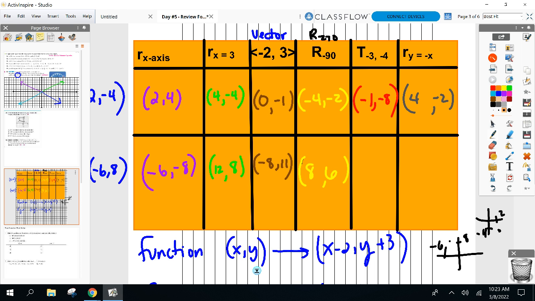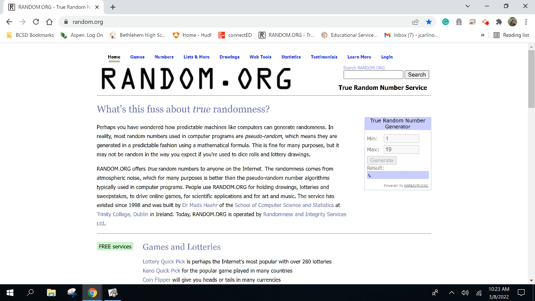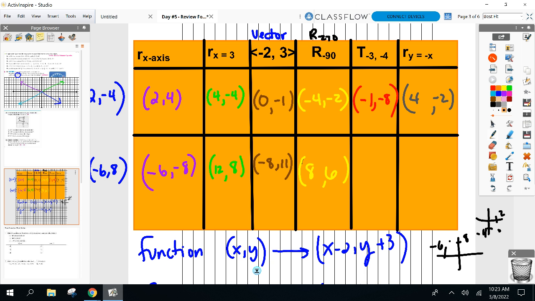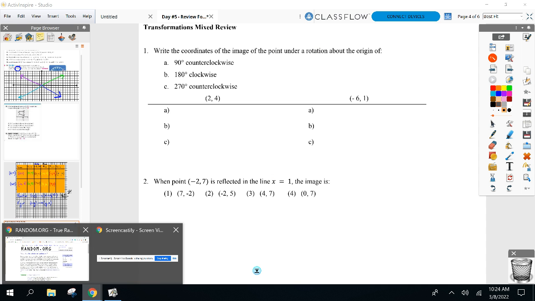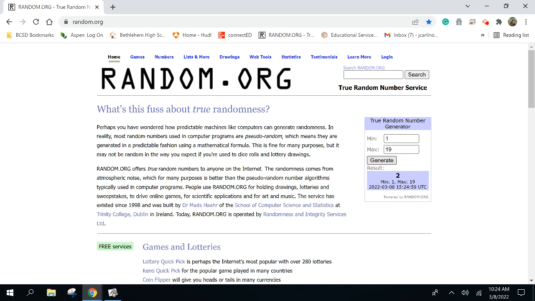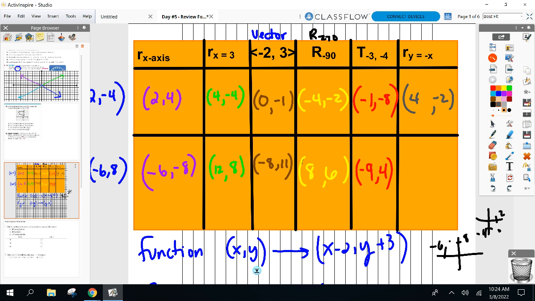How about left 4, down 4? Left 4, down 4, 15. Left 3, down 4. -3, 4. Negative 9, 4. -9, 4. I like it. Yep. And then y equals -x. Flip and change. 2. -8. All right. Any questions?